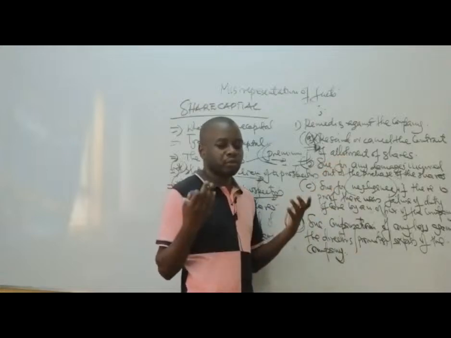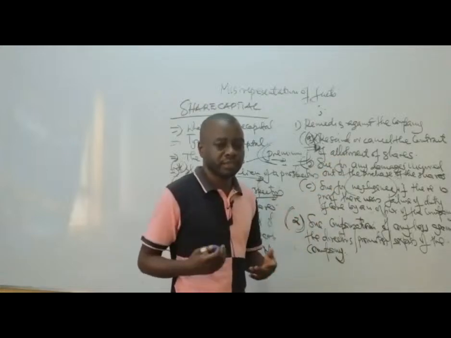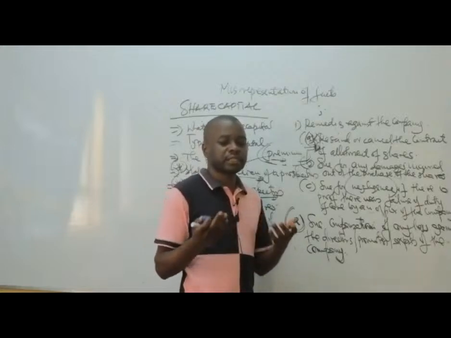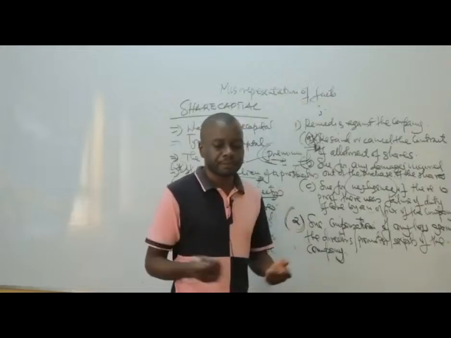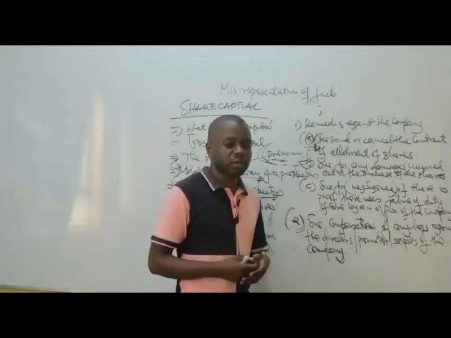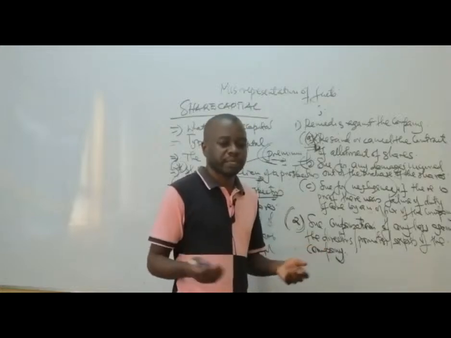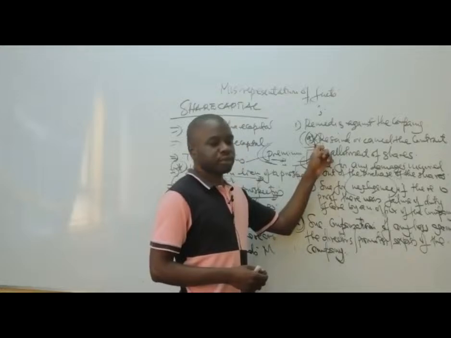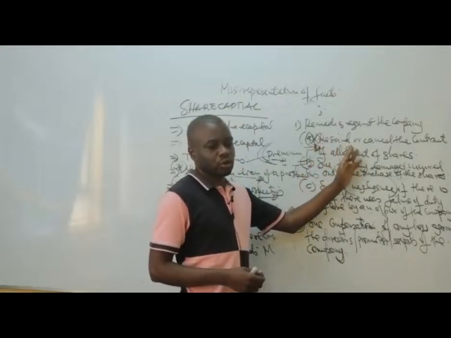It's like you've already accepted, because you've started to enjoy dividends. You've attended meetings, general meetings, you've attended the AGM. It's like you've already affirmed that I'm already a member of the company, I'm a shareholder of the company. In such a case, you lose the right to rescind or cancel the contract of allotment.